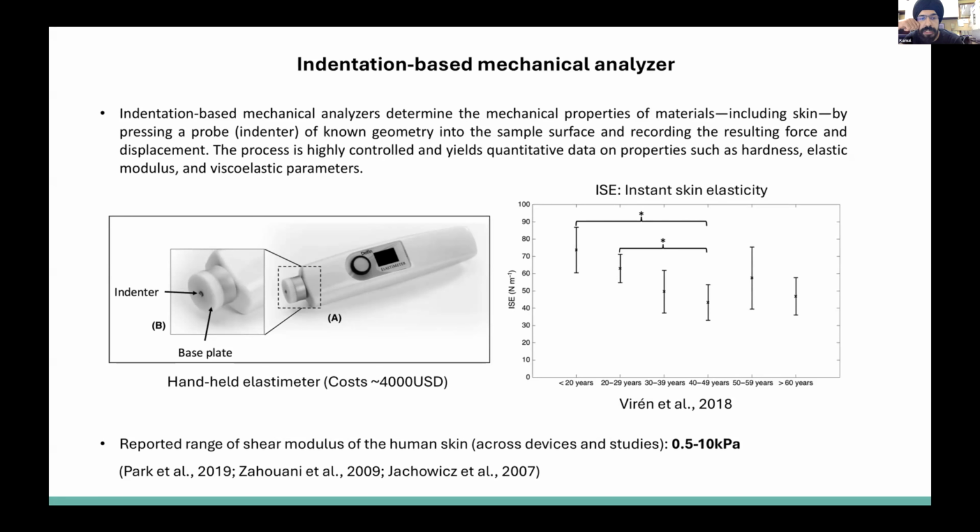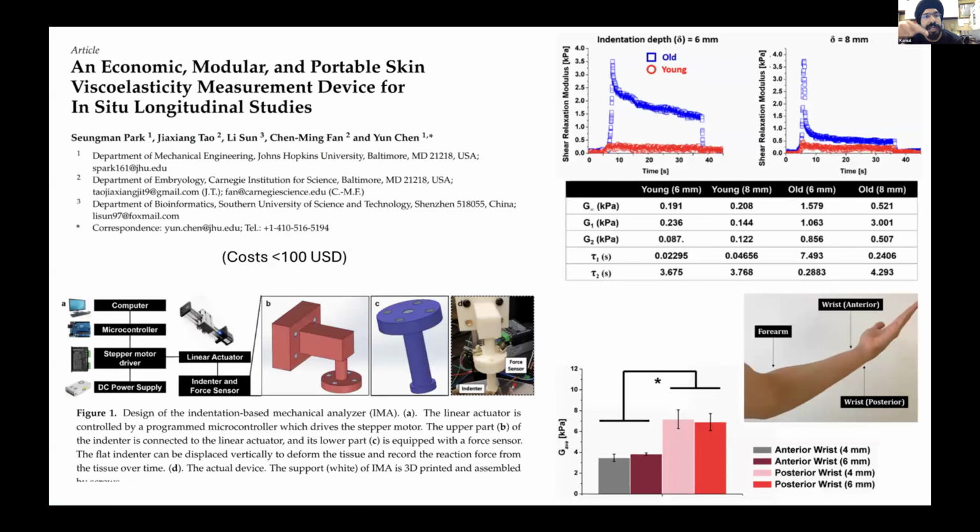But there's something that has been done. On the next slide, this is one model that we came across, which is fairly recent. This paper came out in 2020, I think, and they made a DIY force sensor. So basically they have these components. One of them is an actuator, and the other one is the force sensor, which is controlled by a microcontroller. And the blue part here shows the indenter, which is pressed on different parts of the wrist or body.